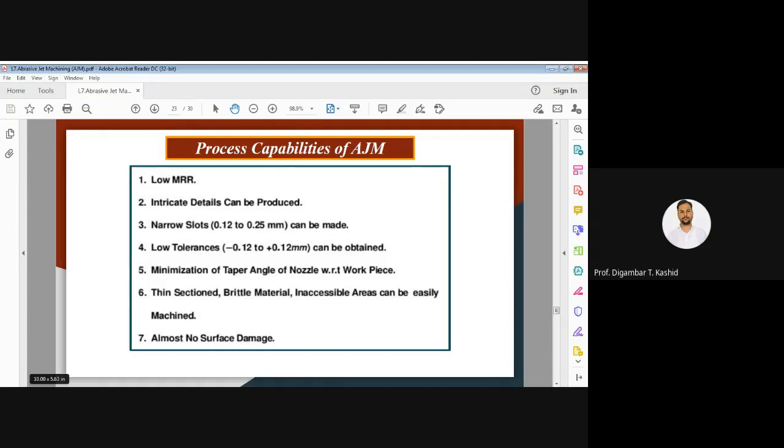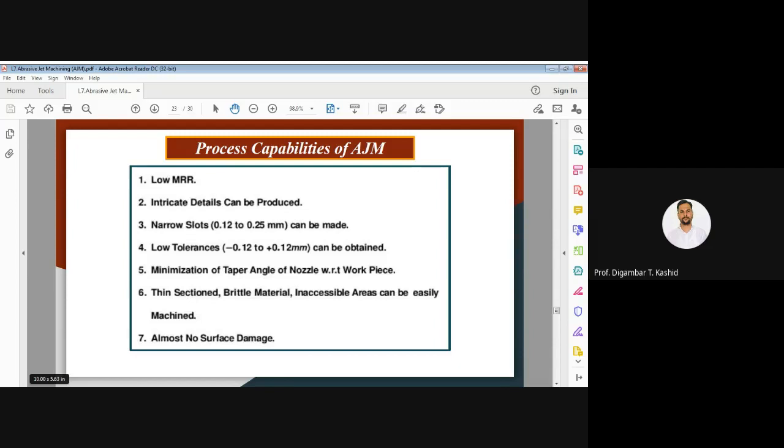Then the next capability: the material removal rate is somewhere around 15 cubic mm per minute. That does not mean exactly 15 every time, it is near about that. That statistic is given by one of the researchers. It will vary with the machining parameters, the type of workpiece to be machined, and the type of abrasive jet machining setup you have.